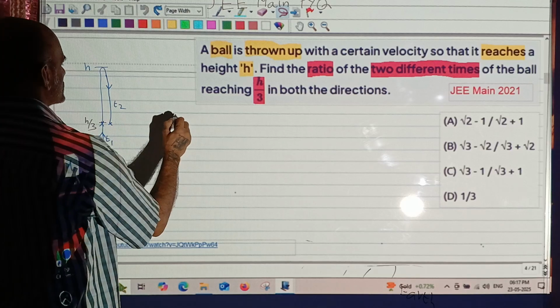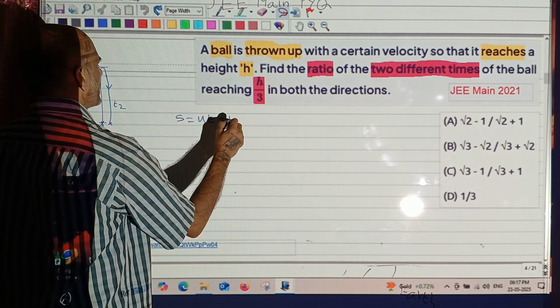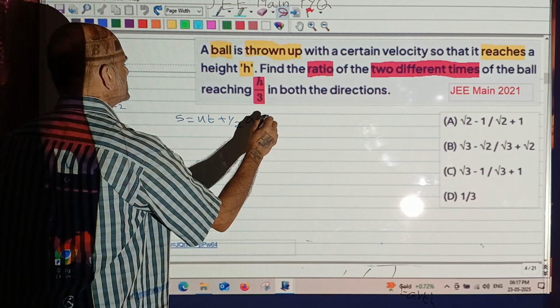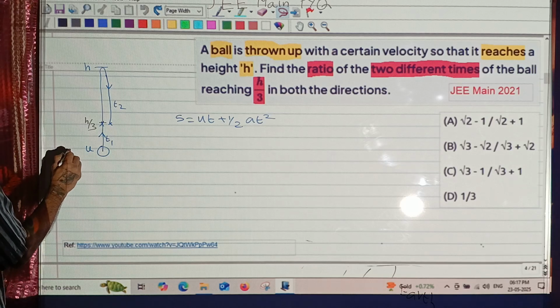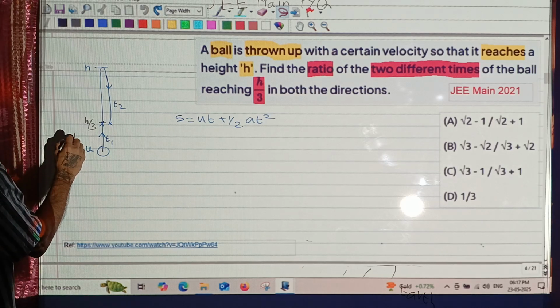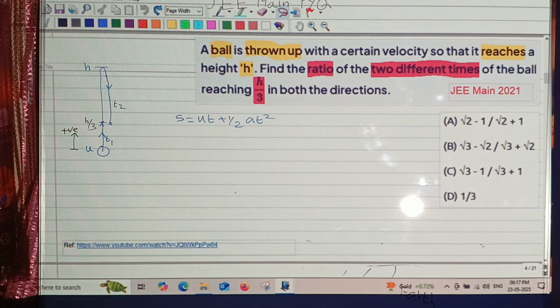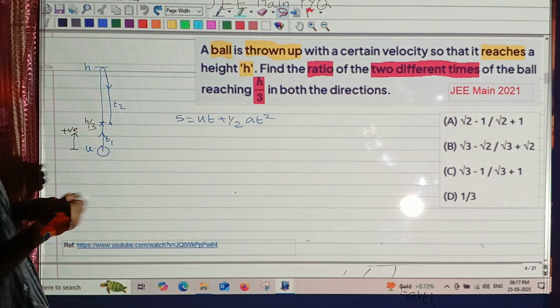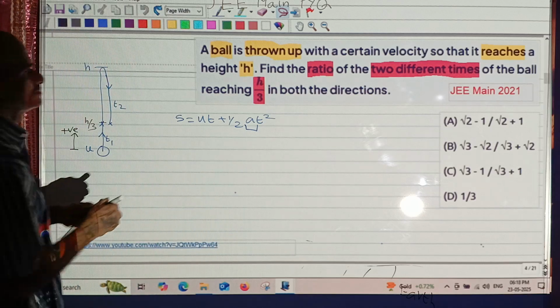So we have this equation of motion s equal to ut plus half at square. We have to choose an origin and direction of the axis. So this is my origin of the axis, and this is the positive direction. According to this convention, acceleration in the downward direction is minus g.